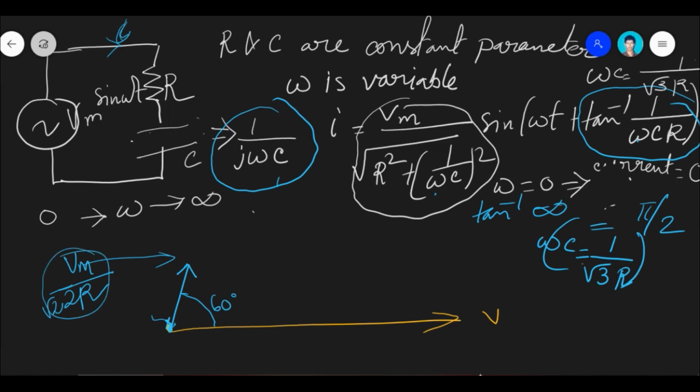Now, if you are increasing the frequency, then what will happen? You make it 1 by r. So when you make it 1 by r, then this one will become 45 degree, and current magnitude will become Vm by root 2 r. This is proportional to Vm by root 2 r, and if you want to consider RMS value, then you have to include another root 2 here. And what is this angle? This is 45 degree.